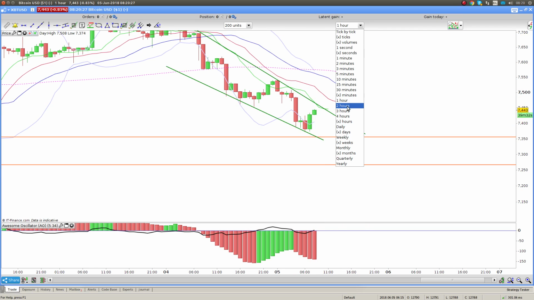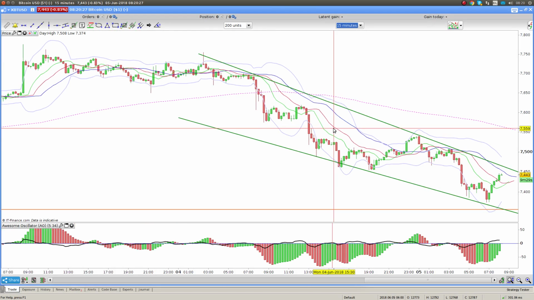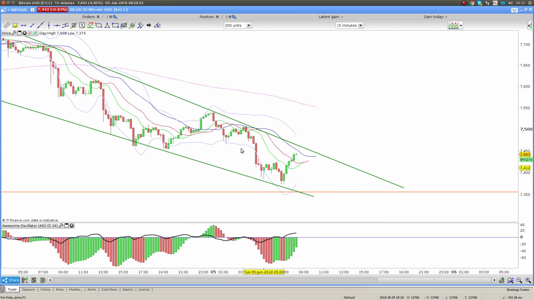If you really want to, you can drill down to sort of a 15-minute level. And what you're going to be looking for in the 15-minute is you're going to be looking for a break above the alligator. Okay, you can already see we have had a break here. So we've broken above this area here.